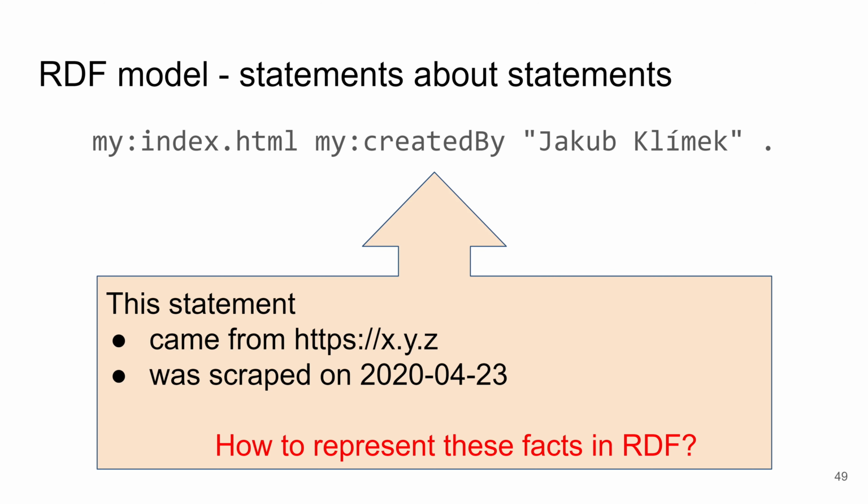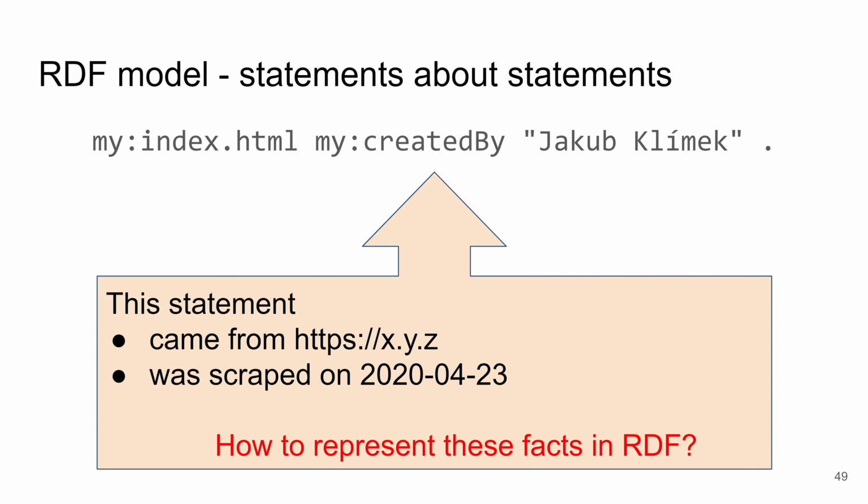Now, what if we want to say something about this statement? We want to say that this statement came from, let's say, XYZ, and it was scraped from that web page on the 23rd of April 2020, and so on. So we want to say some things using statements about this statement. So the question is how to represent this in RDF.